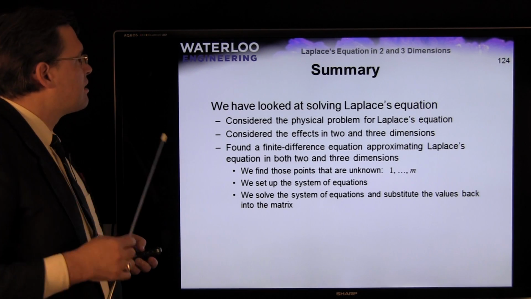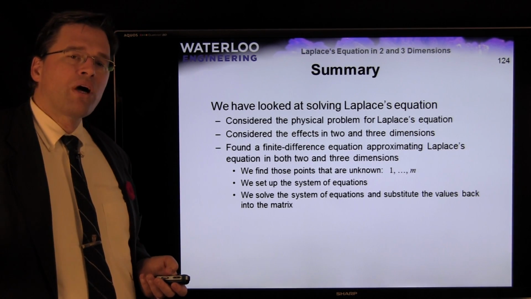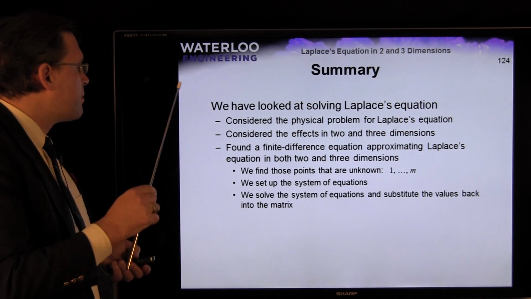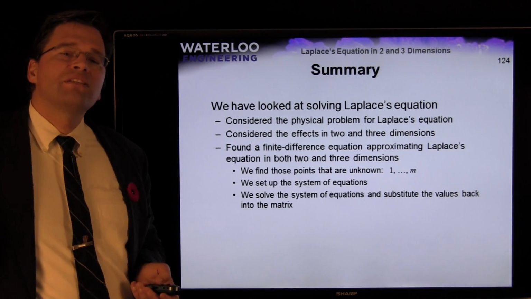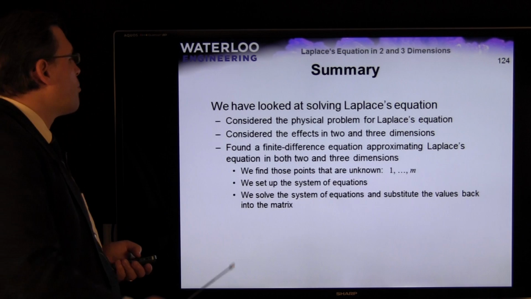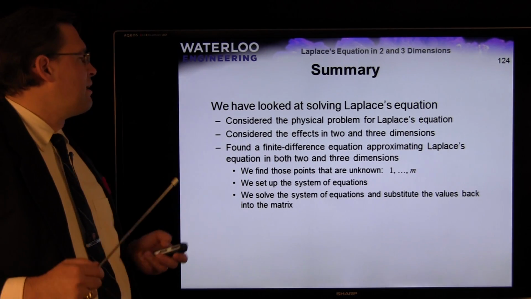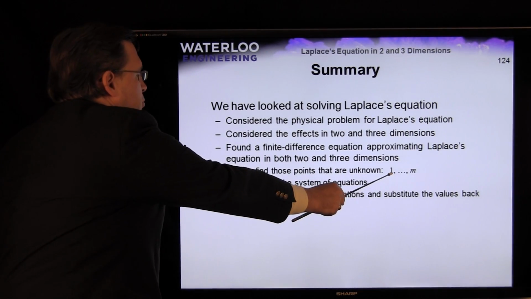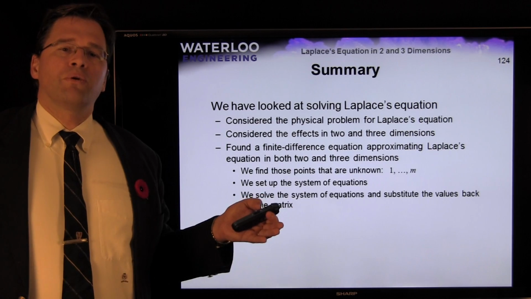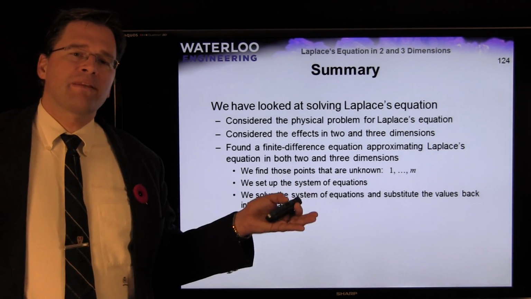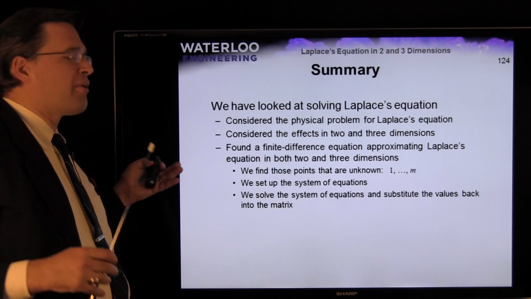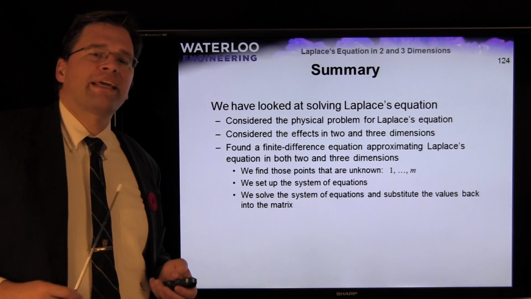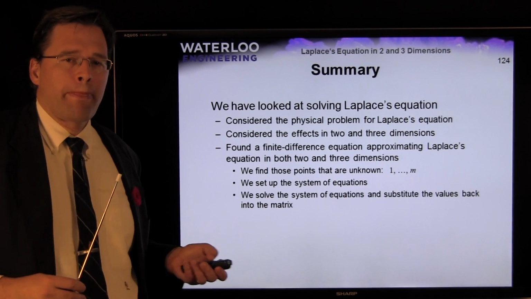So in this case, we've looked at solving or approximating solutions to Laplace's equations in 2 and 3 dimensions. We looked at the physical problem, and we considered how we could actually solve it in 2 and 3 dimensions. We found a finite difference equation that approximated Laplace's equation in 2 and 3 dimensions. We created a grid, and some of those points in the grid were interior points. We numbered them, enumerated them from 1 to m. We set up a system of m equations and unknowns, solved that system, and substituted those values back into the matrix, which we then passed back.